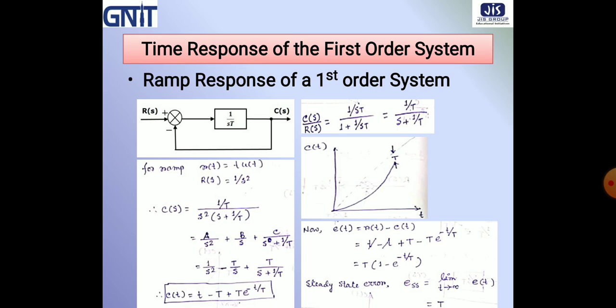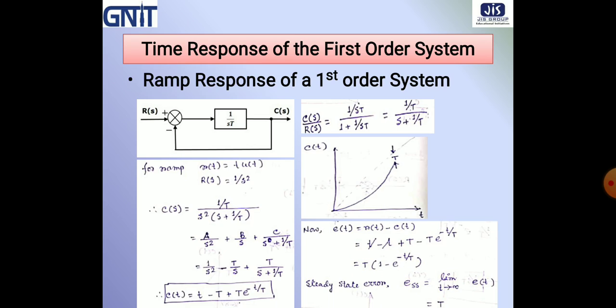Now what is the value of c(t)? We already calculated c(t) is equal to t minus T plus capital T e to the power minus small t by capital T. Just put the value of c(t), then we can find the error signal like this. That is capital T into 1 minus e to the power minus small t by capital T. That is our error.